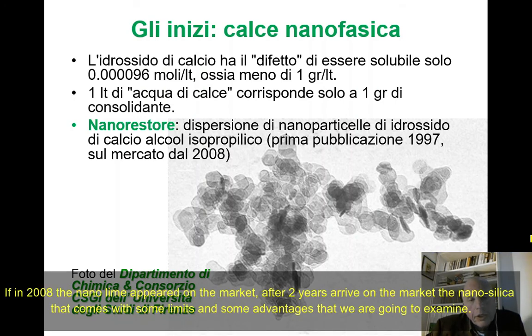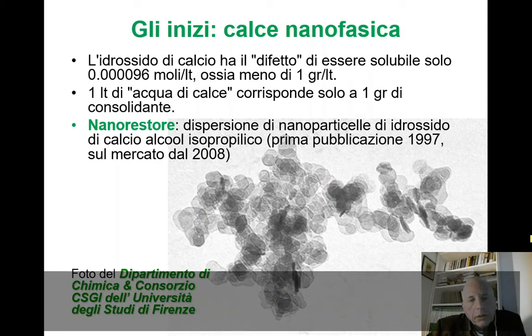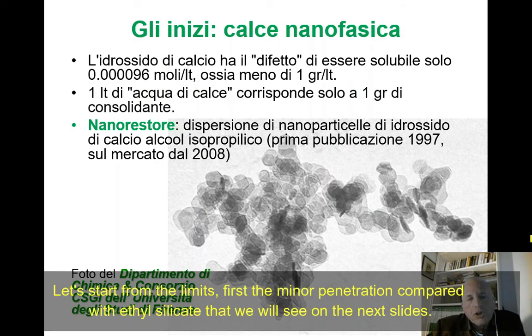In 2008, the Nanolime appeared in the market, and after 2 years arrived on the market the Nanosilica, that comes with some limits and some advantages that we are going to examine. Let's start from the limits. First, the minor penetration compared with the ethyl silicate that we will see on the next slides.